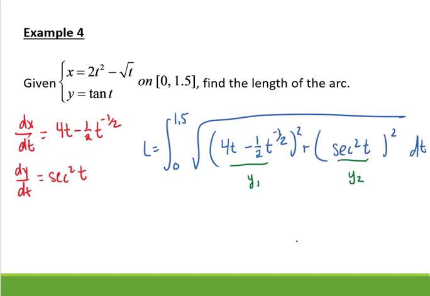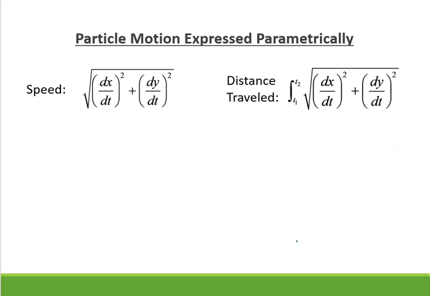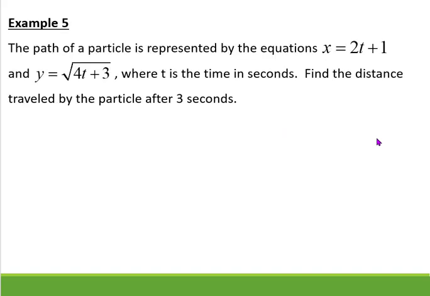Okay, so particle motion defined parametrically. This is what you're really going to find on the AP, okay, is speed. So speed, remember, is the magnitude of the distance. And the distance traveled over a certain amount of time is given by that expression. So the path of a particle is represented by those equations where t is the time in seconds. Find the distance traveled by the particle in 3 seconds.